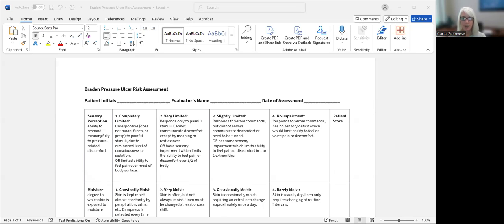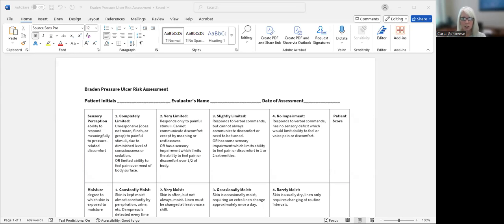The Braden scale, as you can see here, consists of 6 subscales: sensory perception, moisture, activity, mobility, nutrition, and friction and shear. The individual receives a score between 1 and 4 points for each subscale item. The subscales are then summed for a total score, which ranges from 6 to 23. The lower the total score, the more likely the individual is to develop a pressure injury.